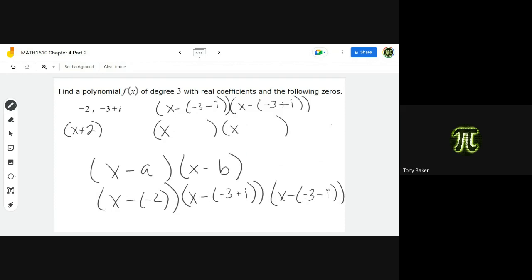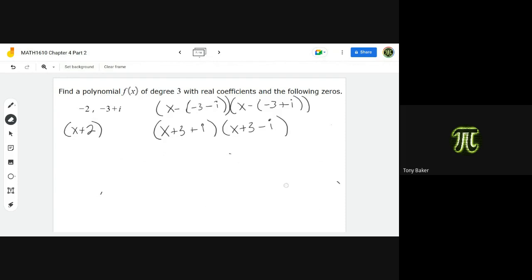No, you don't have to change the number in front. It's just the I, because the conjugate's just changing that extra piece. So this now becomes x plus 3 plus I, x plus 3 minus I. Which now we could FOIL out and get rid of the I's.